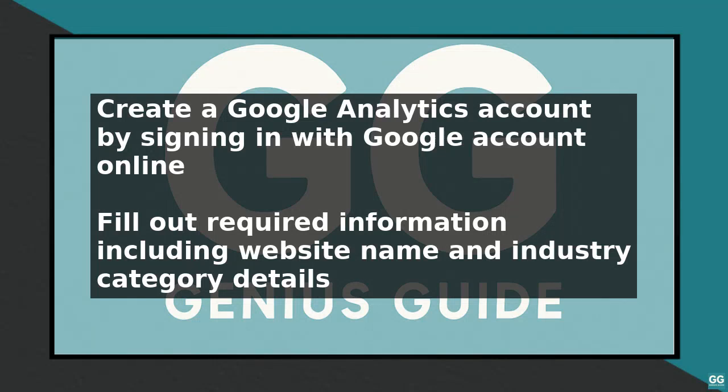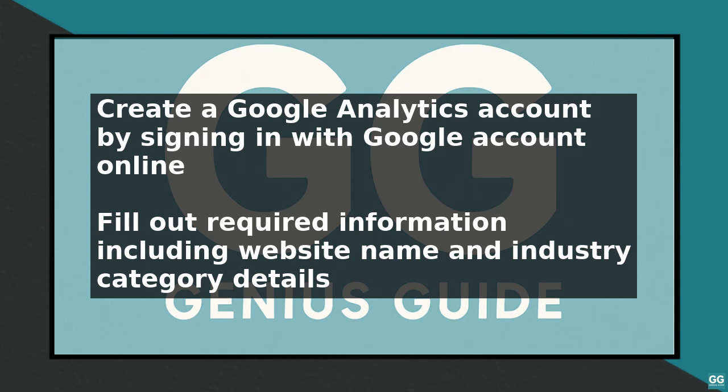To enable Google Analytics tracking code, you need to follow a series of steps that will allow you to monitor and analyze your website's traffic. First, create a Google Analytics account by going to the Google Analytics website and signing in with your Google account.